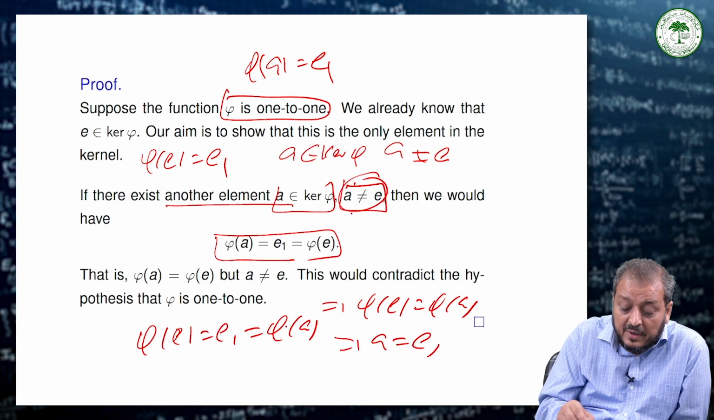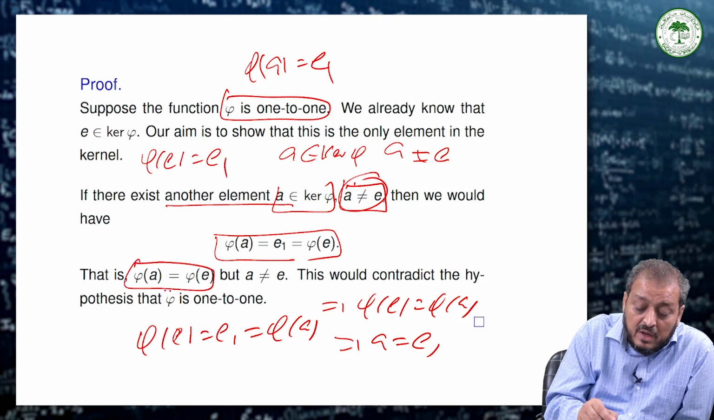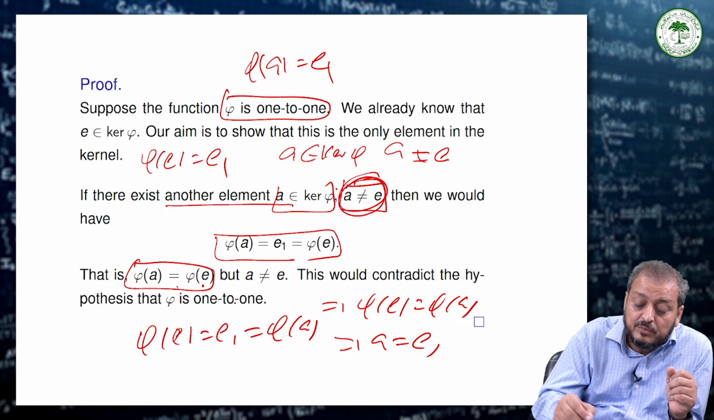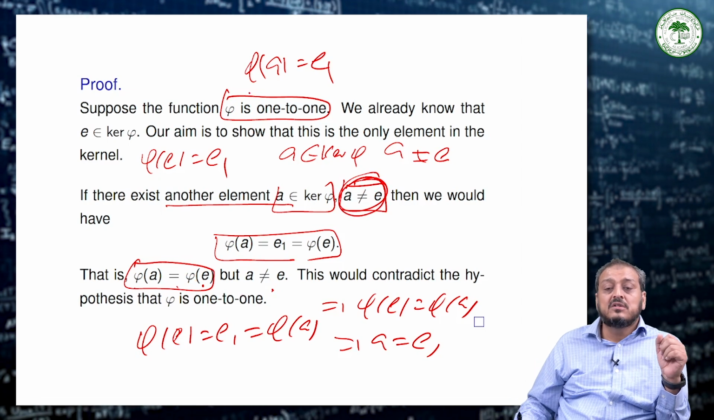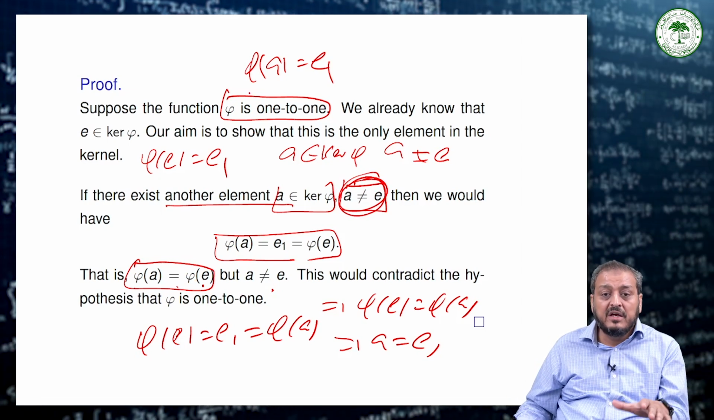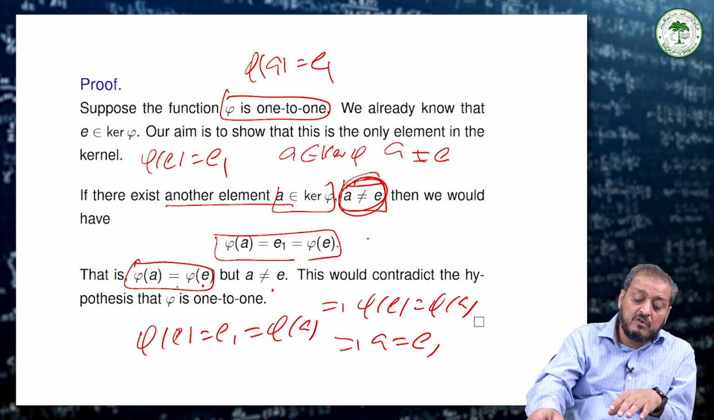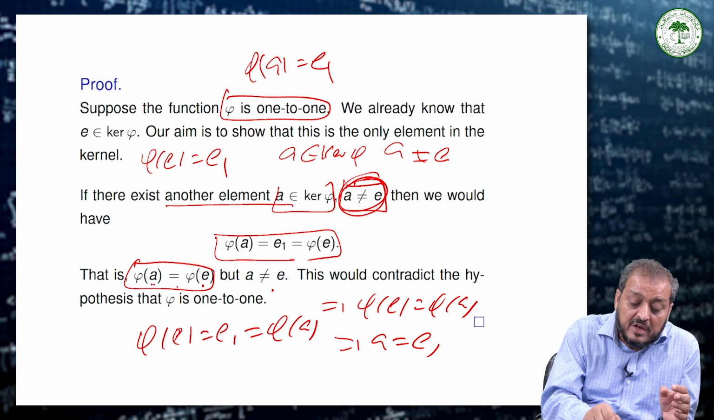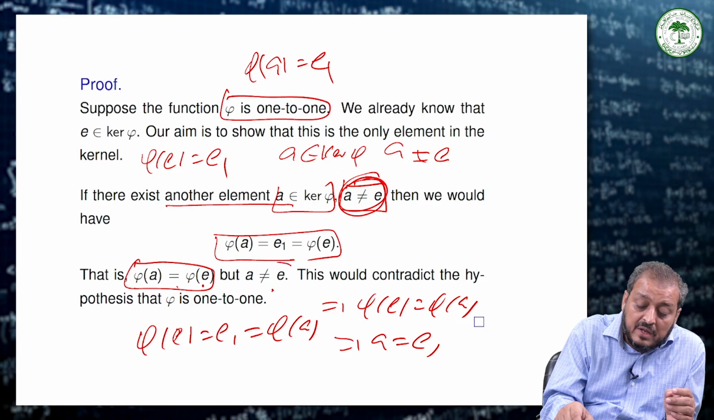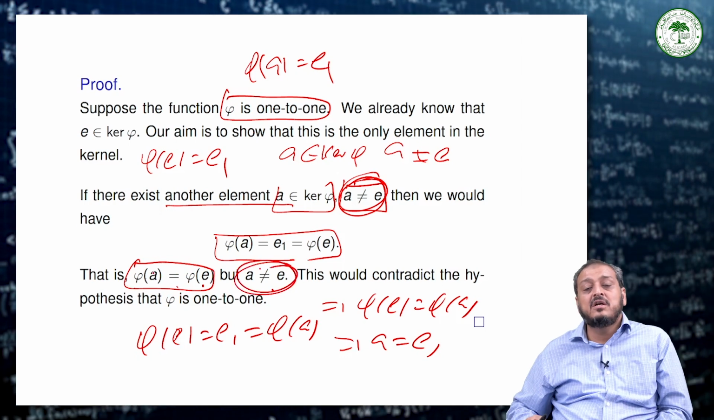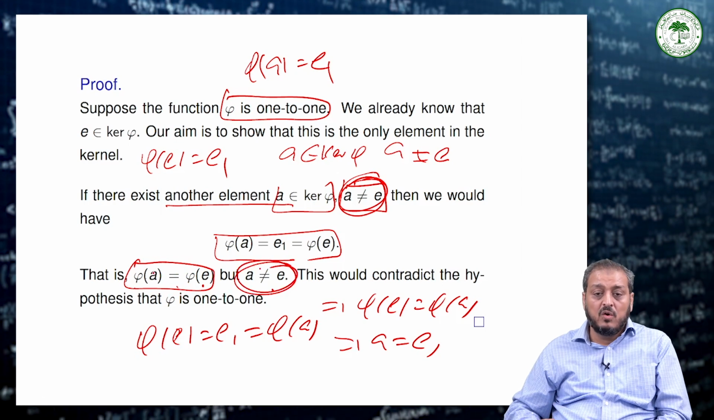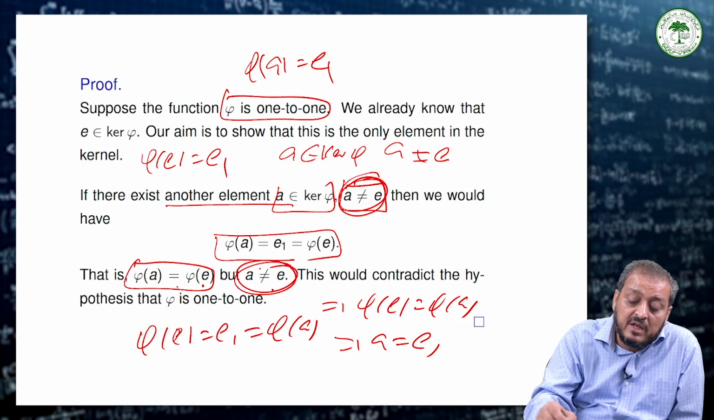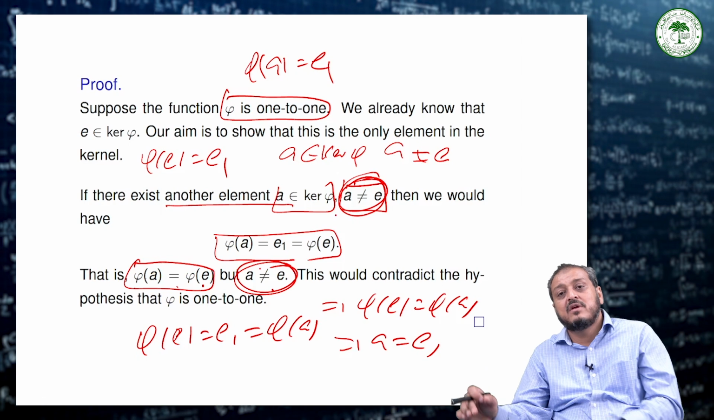So this means phi of A is equal to phi of E, but A is not equal to the identity. This contradicts our hypothesis. The hypothesis says that phi should be one-one. We are assuming that A is not equal to the identity element, that means phi of A is equal to phi of E but A is not equal to E. So this contradicts our hypothesis that phi is one-one. That means our assumption that A is not equal to the identity is wrong. Any other element of the kernel is the same as the identity element.